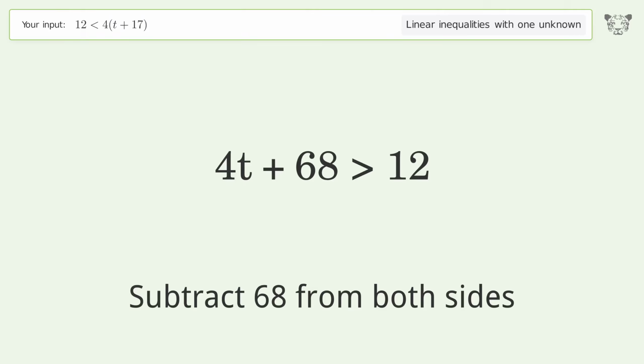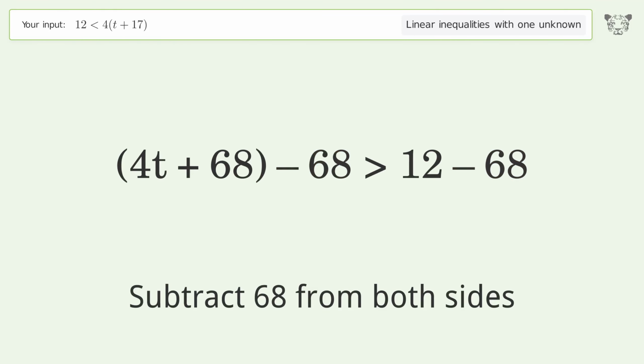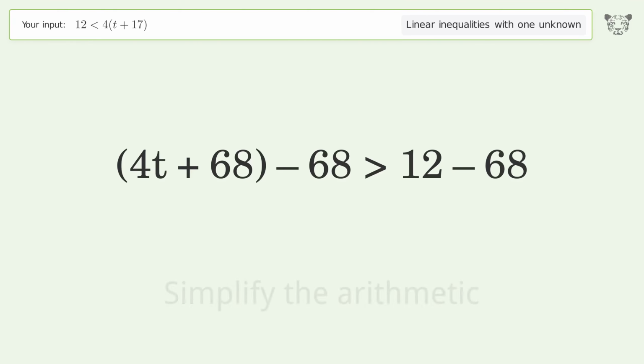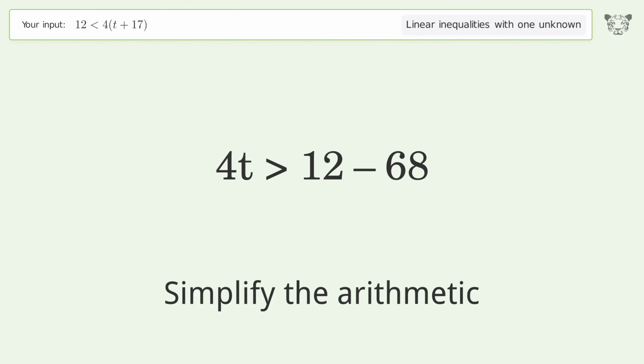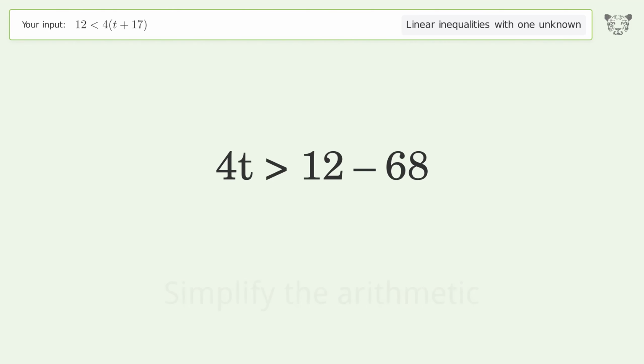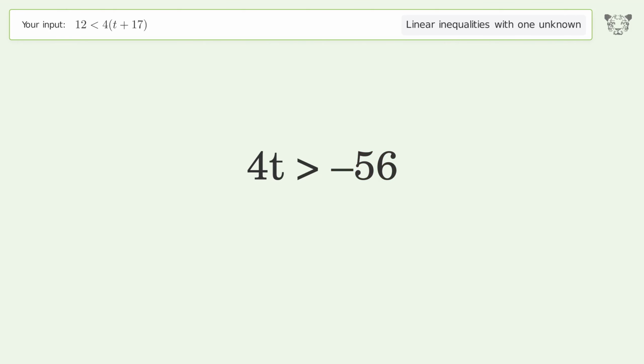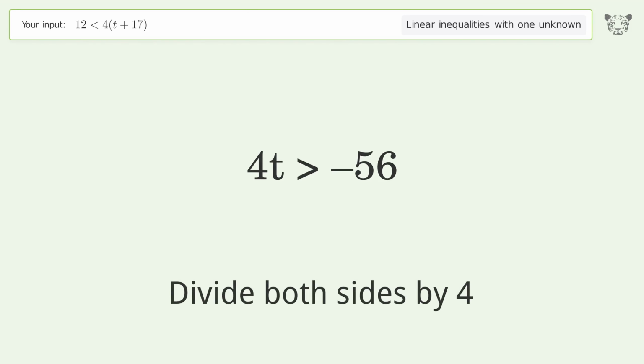Subtract 68 from both sides. Simplify the arithmetic. Isolate the t. Divide both sides by 4.